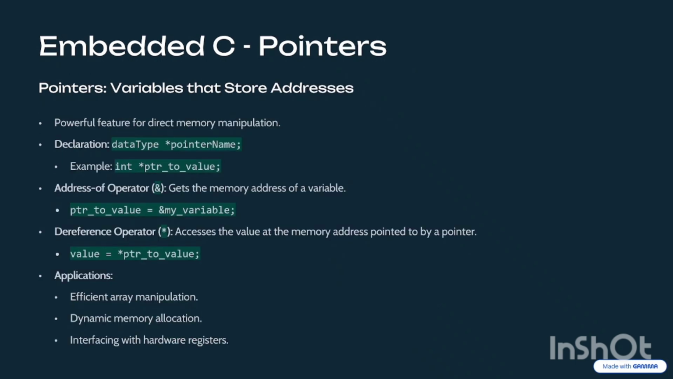Pointers are variables that store addresses. They are a powerful feature for direct memory manipulation. A pointer is declared as data type, star, pointer name. The address-of operator, represented by ampersand, gets the memory address of a variable. The dereference operator, represented by the star symbol, accesses the value at the memory address pointed to by a pointer. Applications of pointers include efficient array manipulation, dynamic memory allocation, and interfacing with hardware registers.